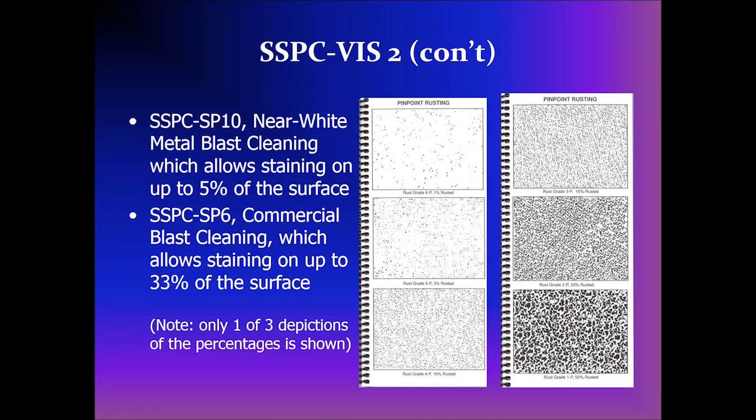Here's an example of the pinpoint rusting. As we mentioned, SP10 allows up to 5% of the surface to have staining. SP6 allows up to 33% of the surface to have staining. So here you're looking at pinpoint rusting from 1% to 50%. So if you look at the first column, the bottom two, the equivalent staining for a near white would actually be between that middle block and the bottom block. The middle is 3%, the bottom is 10%. 5% would be between the two. The amount of staining allowed for a commercial blast would be the middle block on the right, 33%.